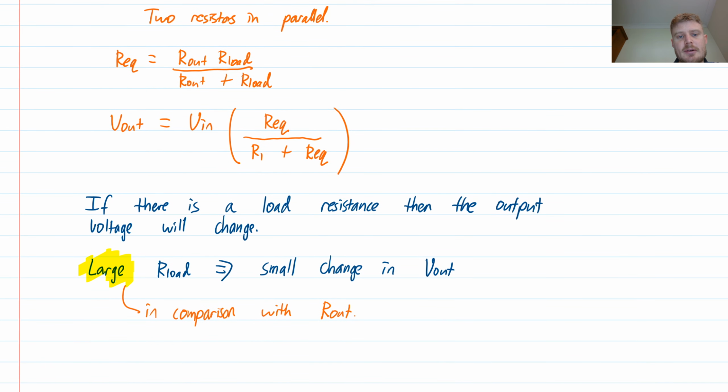You can see that by looking at the structure of these equations. The definition here of R equivalent, you can experiment with putting different numbers in and you can see the impact that you will have. But basically, a larger value of load resistance means a smaller change in the output voltage. So that's a useful thing to keep in mind.